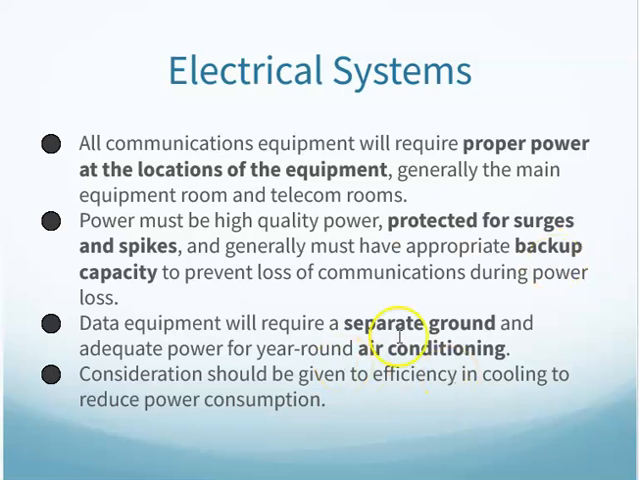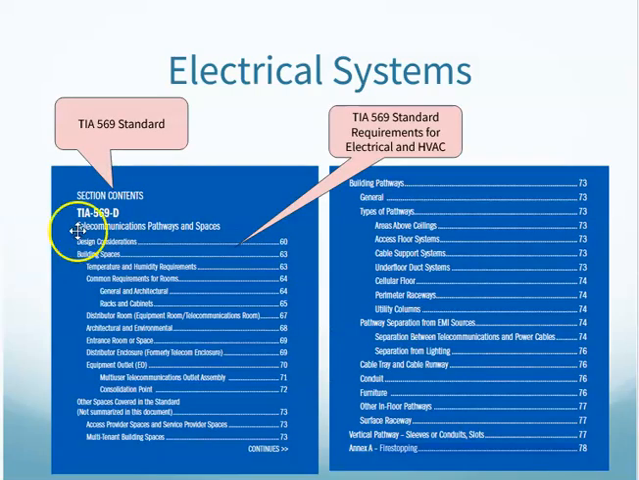We should have a separate ground to that closet, not shared with other motors and things that are kicking on and off and potentially leaking electricity, if you will. And we should have adequate air conditioning for the equipment in the closet. Again, the 569 standard has all kinds of stuff about our building specs. This is the environmental and so forth for electrical, HVAC, etc.